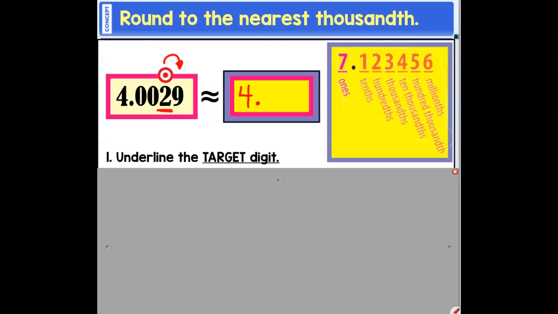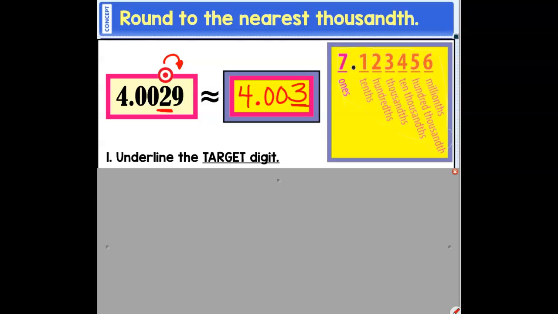So I'm going to keep my first numbers the same. My tenths stay the same, my hundredths stay the same because I'm rounding to the thousandths, but my thousandth is going to now become a 3. So my answer would be 4 and 3 thousandths if I rounded it to the nearest thousandth.